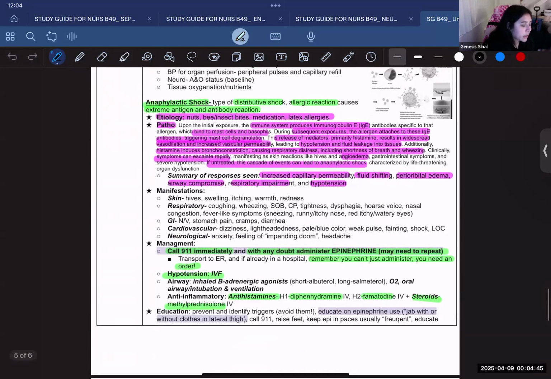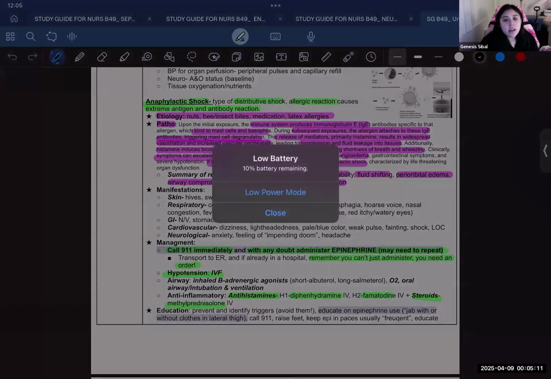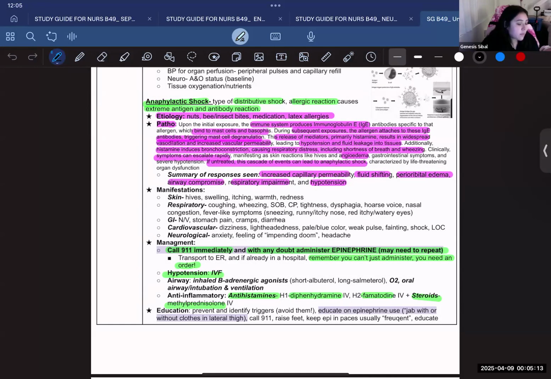Anaphylactic, the difference is that it's basically the type of distributive shock caused by allergic reactions. We all know it. Having an extreme immune reaction is basically what we're talking about, an antibody reaction. The causes, every single thing we've talked about before in terms of allergies: peanuts or just nuts in general, bees and insect bites, medications that people are allergic to, latex allergies. A lot of healthcare workers can become very allergic to latex, or I think an NCLEX question I got was about hairdressers.